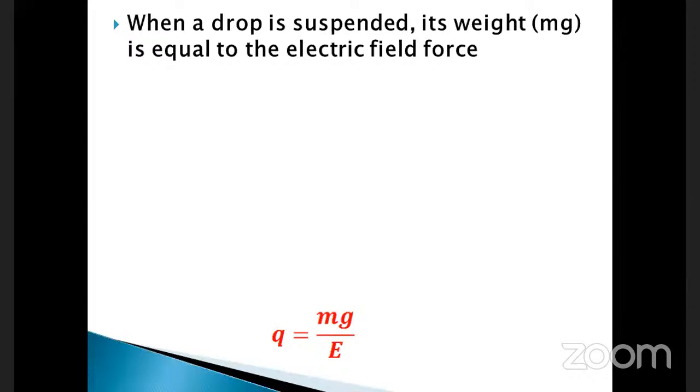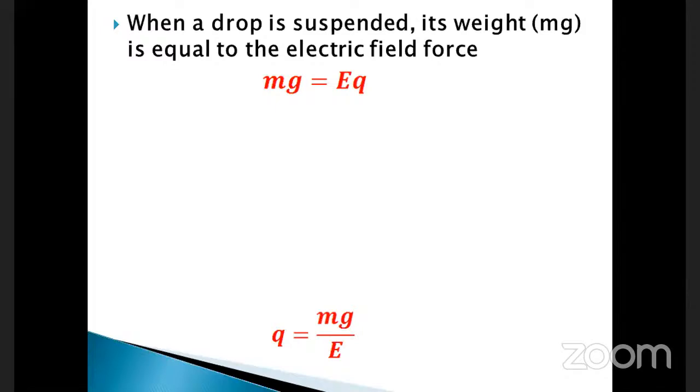When the droplet is suspended, its weight, remember what weight is? The weight is mass times gravitational force. The weight is equal to the electric field force. That is, when it is suspended, the weight is equal to the electric field force. That's the electric field force there.